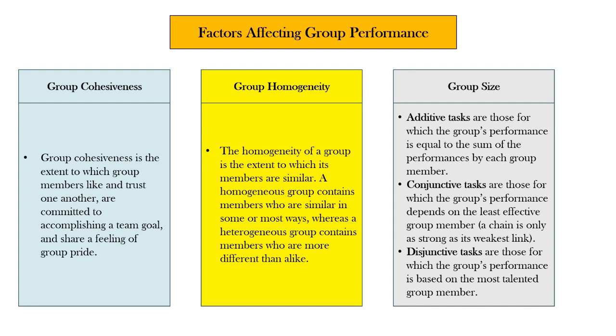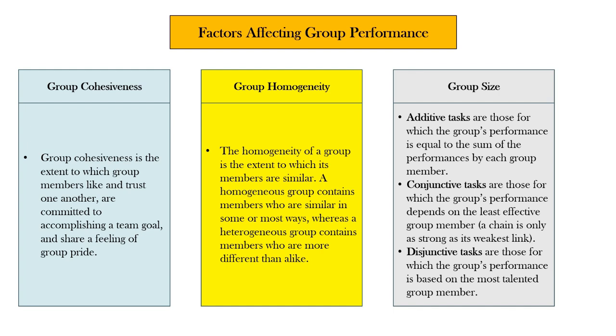The homogeneity of a group is the extent to which its members are similar. A homogeneous group contains members who are similar in some or most ways, whereas a heterogeneous group contains members who are more different than alike. Group size can also affect group performance. Groups are most cohesive and perform best when group size is small, and studies have shown that large groups have lower productivity, less coordination, and lower morale and are less active, less cohesive, and more critical than smaller groups.